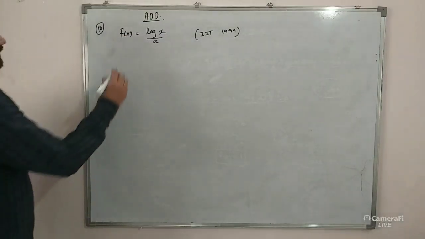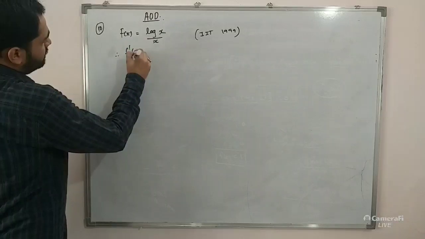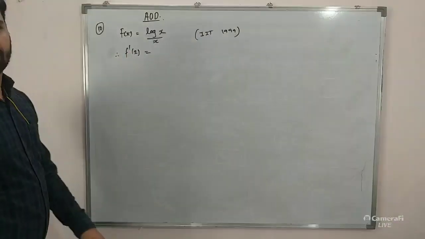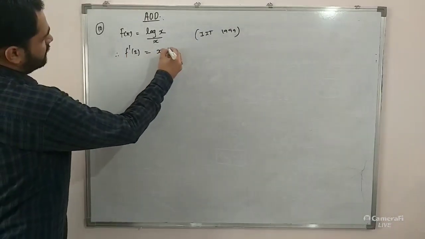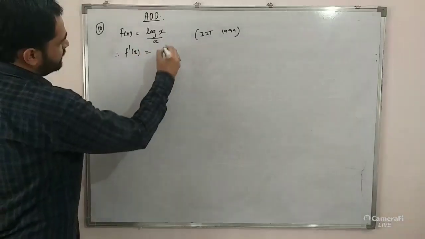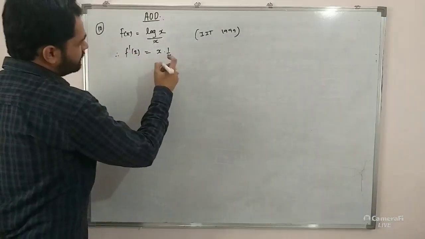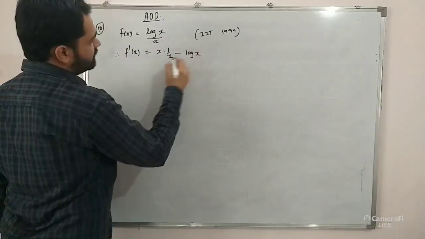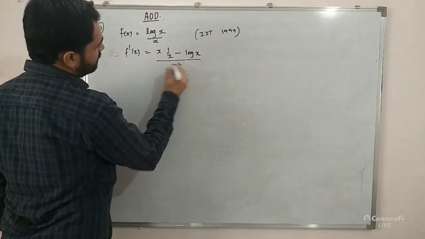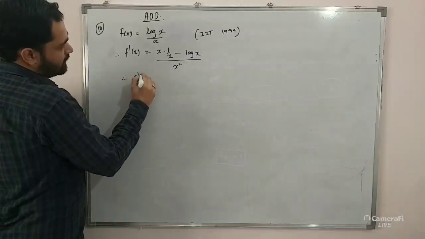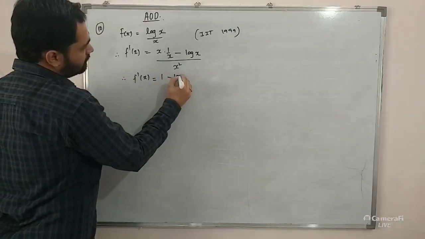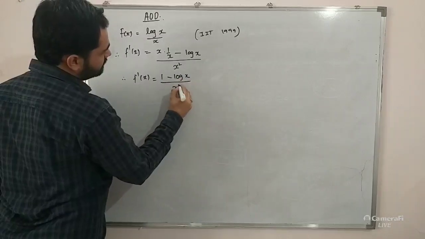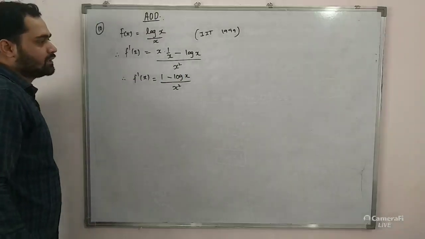सो क्रिटिकल पॉइंट फाइंड करने के लिए हमें f dash of x फाइंड करना होगा। तो देखो इसका f dash of x, कोसेंट रूल, denominator outside, numerator derivative of numerator is 1 upon x, minus log x outside, derivative of this is 1 upon x square. Therefore f dash of x is equal to 1 minus log x upon x square.